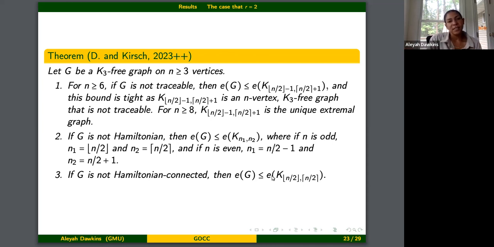So if G is K_3-free and not traceable, we showed that the number of edges in G is going to be at most the number of edges in the complete bipartite graph with parts of size the floor of n/2 minus 1 and the ceiling of n/2 plus 1. If G is not Hamiltonian, then the number of edges in G is going to be at most the number of edges in the complete bipartite graph with parts of size floor of n/2 and ceiling of n/2 for n odd, and n/2 - 1 and n/2 + 1 for n even. And if G is not Hamiltonian connected, then the number of edges in G is going to be at most the number of edges in the complete bipartite graph with parts of size the floor of n/2 and the ceiling of n/2.